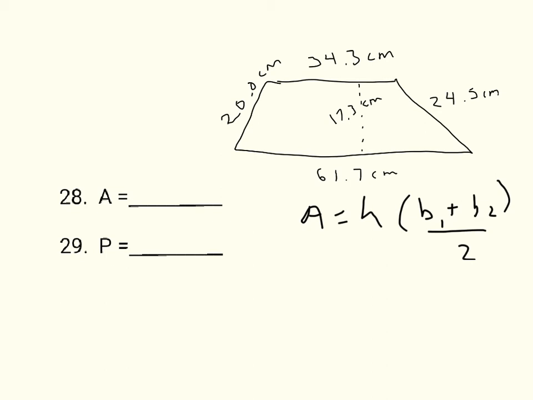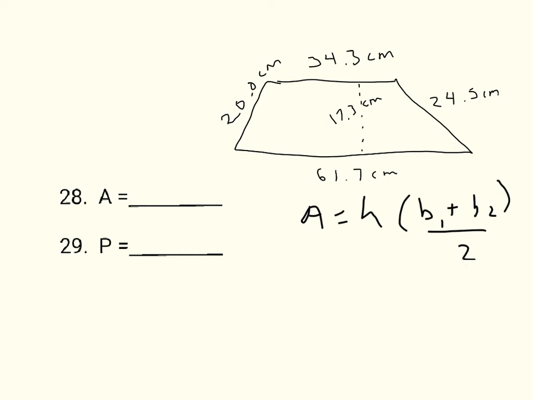The formula is to find the average of the bases. B1 plus B2 divided by 2 stands for the sum of the two bases divided by 2, and that represents an average. So we want to find the average of 61.7 and 34.3. Be careful when you punch this in. If you go 34.3 plus 61.7 divided by 2, you will be doing half of 61.7 added to 34.3, and that's not what you want. You want 34.3 plus 61.7. You want that total, and you want that divided by 2.